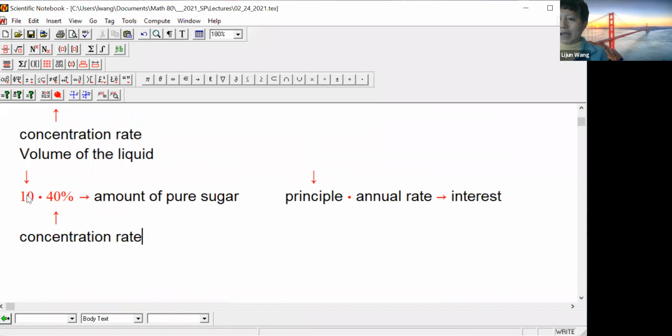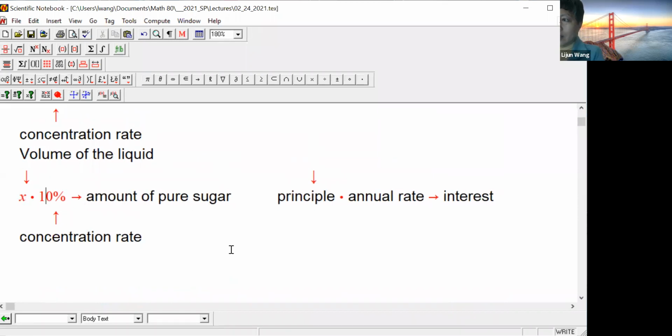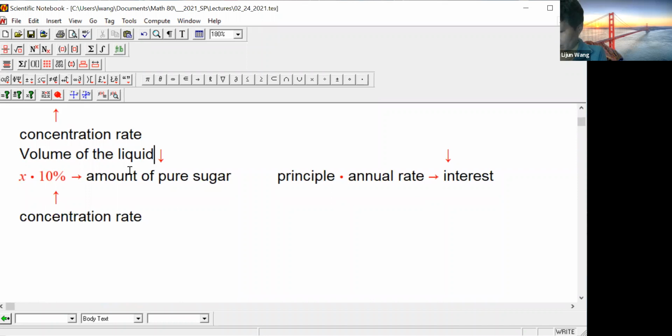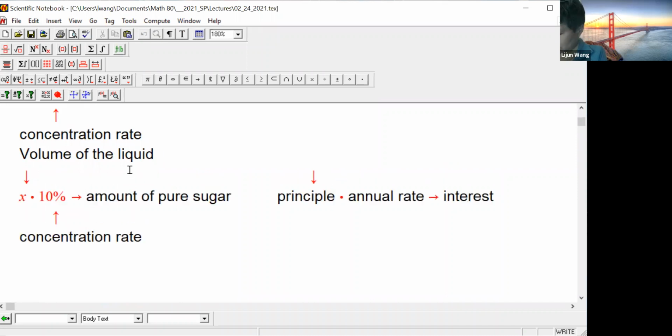So now we have X gallons of 10% grape juice. We don't know the X value, but we know the formula, don't we? I don't know what X is, so this time I don't know exactly how much, but I know exactly how to get it. Do you follow me?